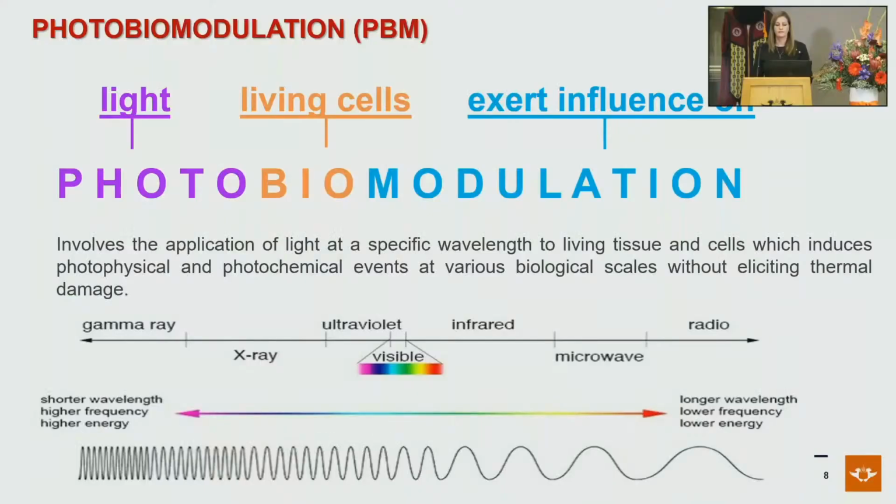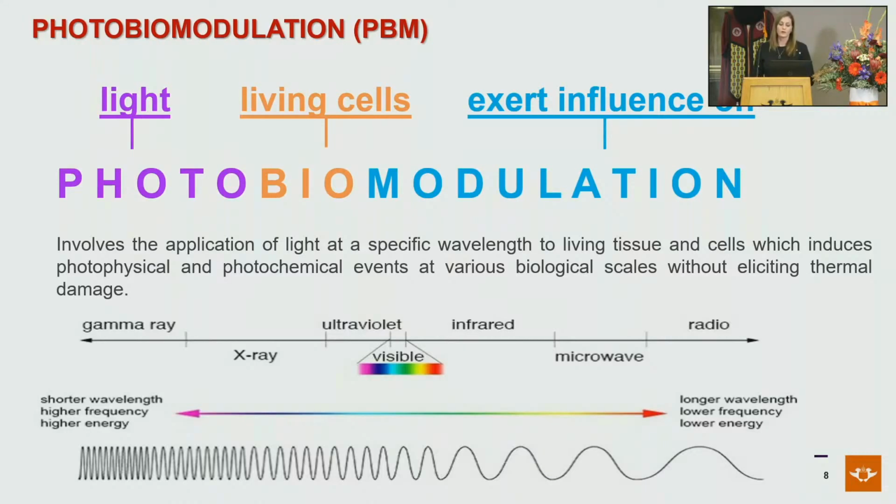PBM is a non-invasive, non-thermal treatment modality which involves the application of light at specific wavelengths to living tissue and cells to induce photophysical and photochemical effects at various biological scales. PBM involves the use of low-level, non-ionizing forms of light from sources such as lasers, light-emitting diodes or LEDs, and broadband light using the appropriate filters in the visible red or in the visible and near-infrared electromagnetic spectrum.